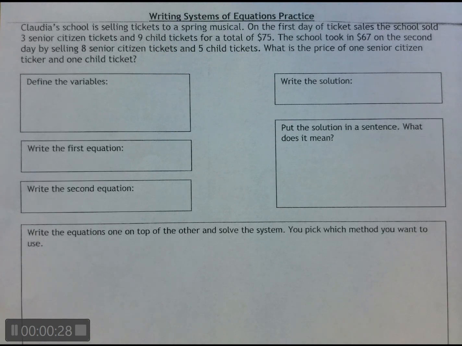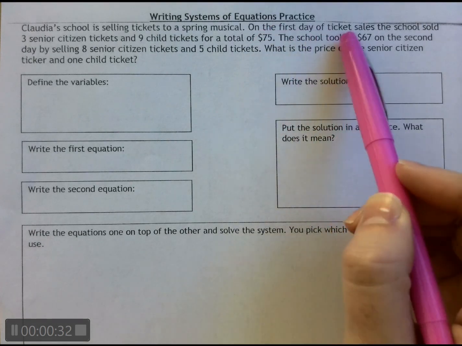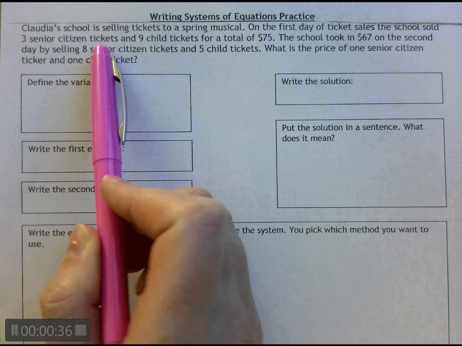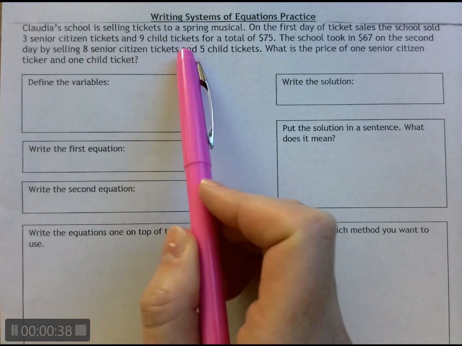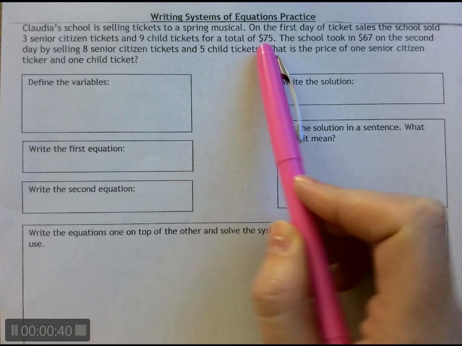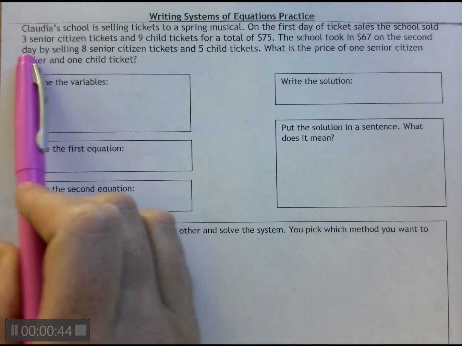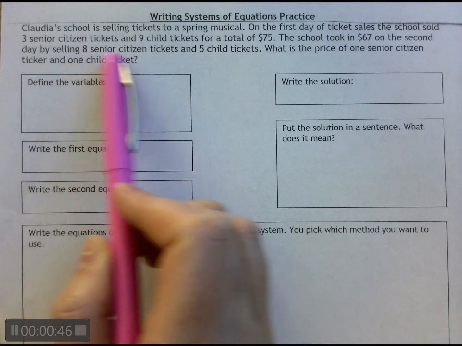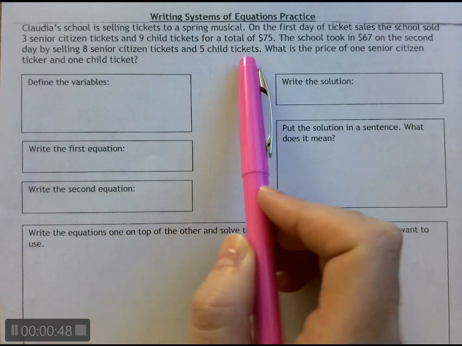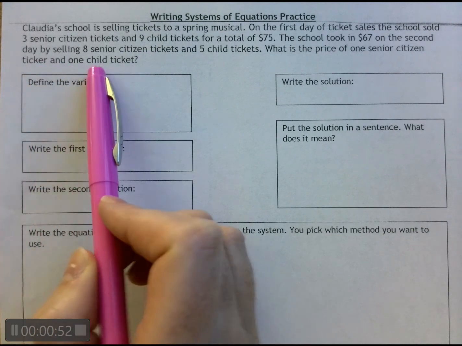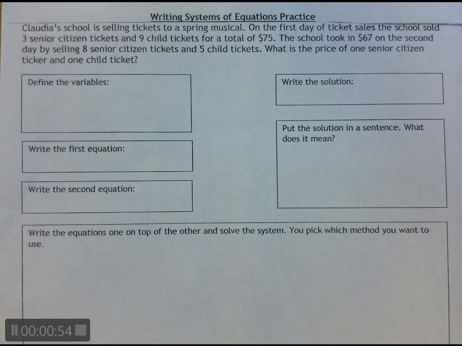So Claudia's school is selling tickets to a spring musical. On the first day of ticket sales, the school sold 3 senior citizen tickets and 9 child tickets for a total of $75. The school took in $67 on the second day by selling 8 senior citizen tickets and 5 child tickets. What is the price of 1 senior citizen ticket and 1 child ticket? Holy cow, that's a lot.